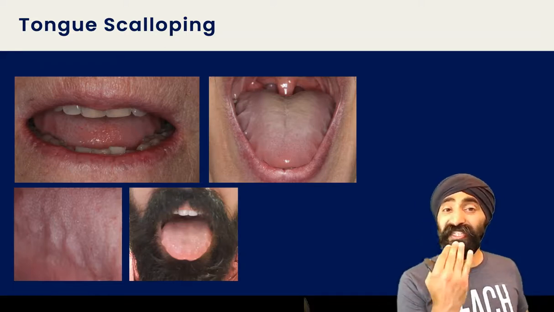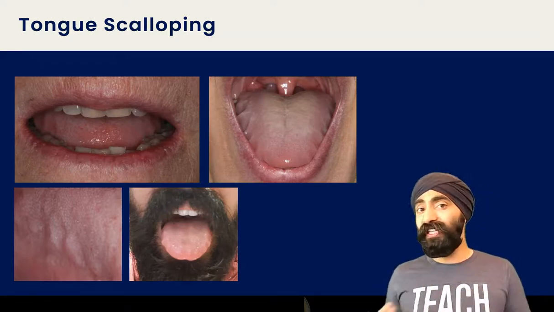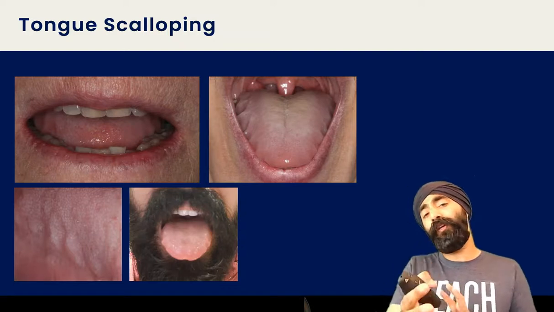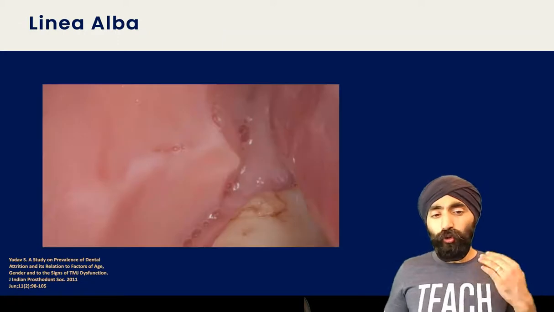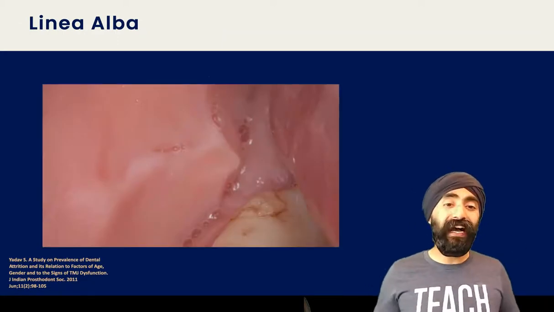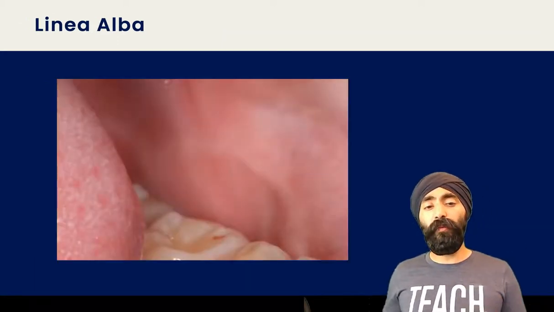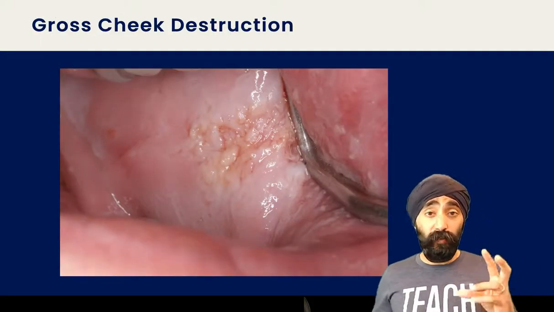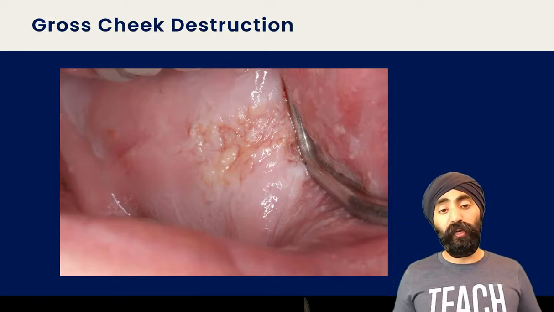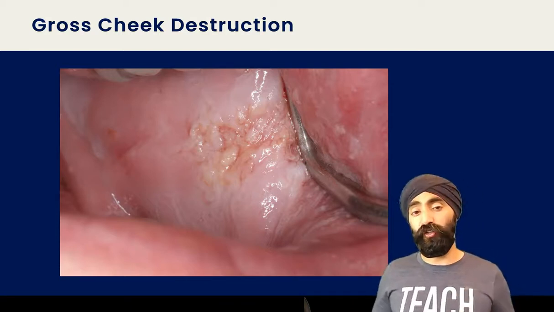And sometimes when patients stick their tongue out all the way, you don't see it. You almost have to get them to curl it back a little bit before you can see the tongue scalloping. You also see this cheek ridging or linea alba. And sometimes it can be really marked, and this is an ulcerated cheek. And other times, this is one of my most active parafunctional patients, you can see the gross cheek destruction.